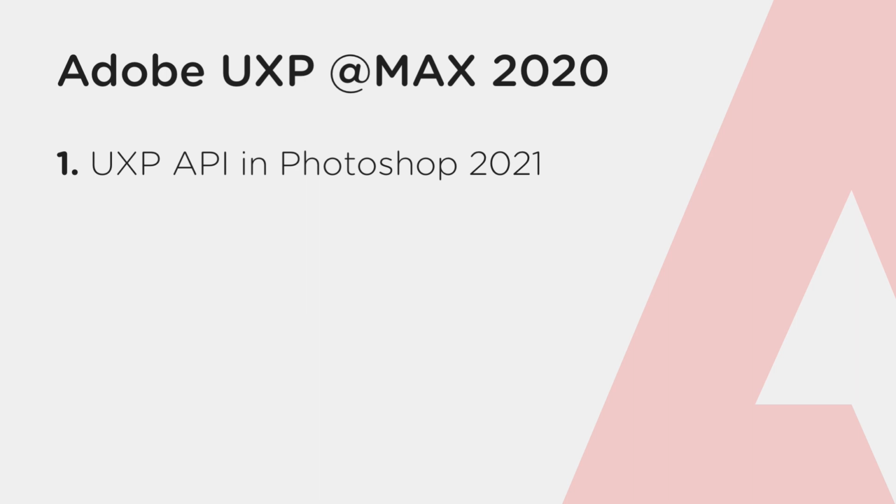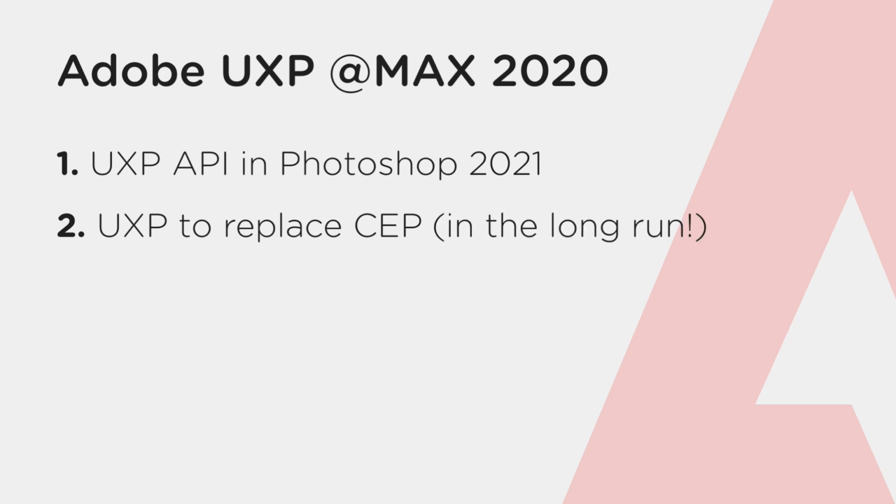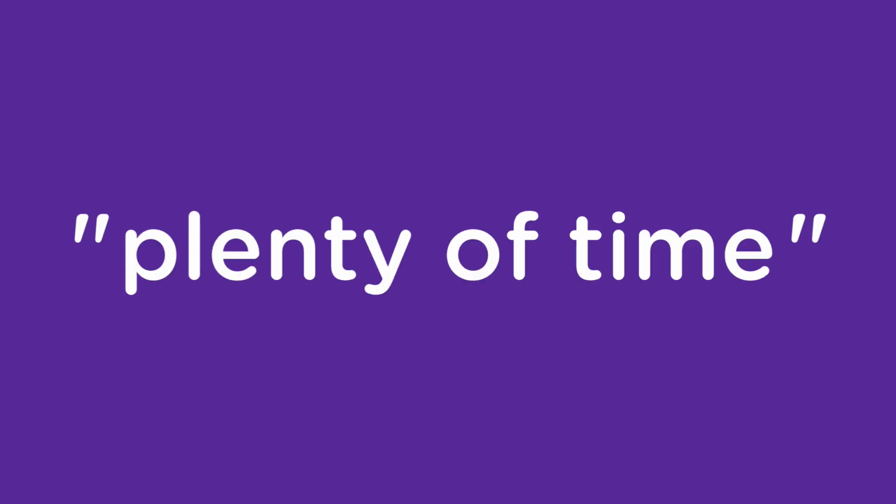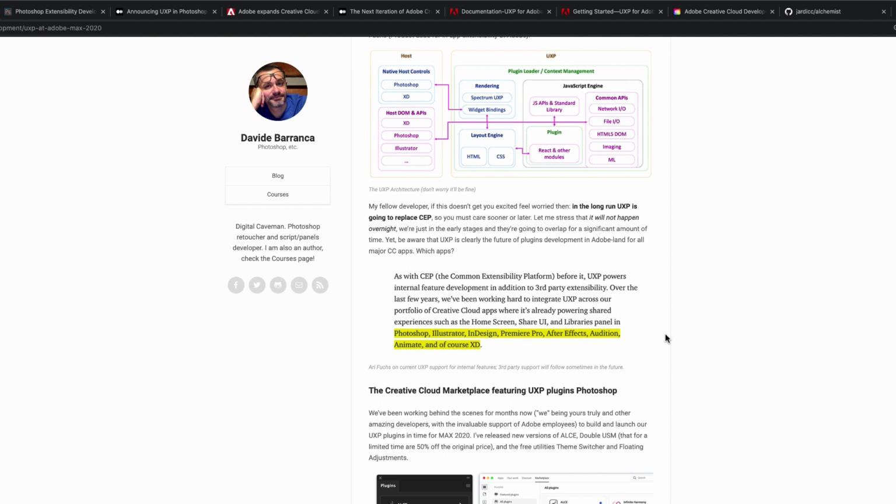So UXP API in Photoshop 2021, and in the end, this is going to get almost everywhere. And the really important bit, UXP, the Unified Extensibility Platform, is going to replace CEP, the Common Extensibility Platform, in the long run. So the Unified will beat the Common. But relax, this is not going to happen overnight. We will have plenty of time to learn the new thing and port legacy code to UXP. This is what we have been told over and over again, quote unquote, plenty of time. But we haven't been given any actual expiration date.